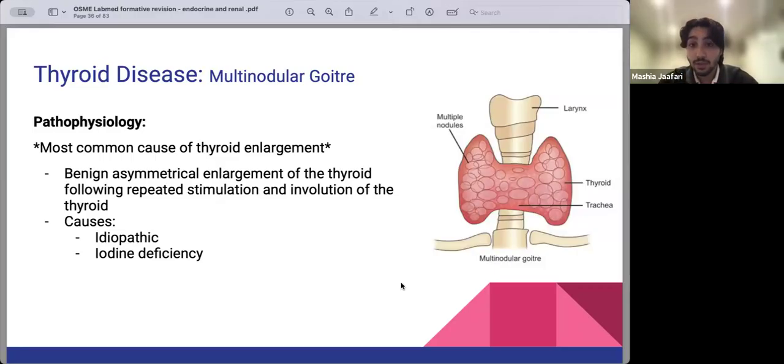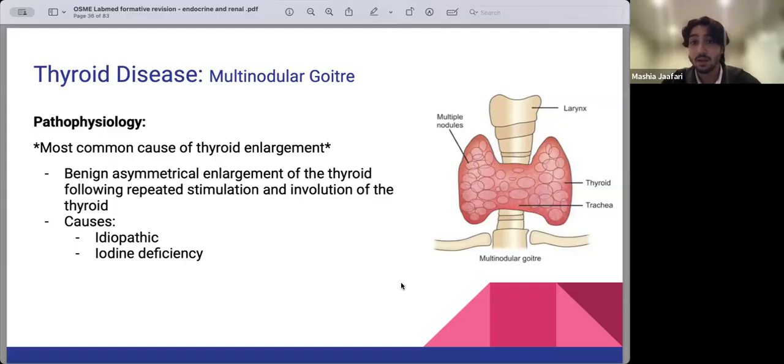Now, in multinodular goiter, you get this very lumpy thyroid that's caused by these nodules. And it's actually the most common cause of enlargement of the thyroid. And so, unlike Graves and Hashimoto's, where you get this symmetrical enlargement of the thyroid, a multinodular goiter is going to be asymmetric. And it can be idiopathic, it can be because of iodine deficiency, and most importantly, a normal multinodular goiter is going to be euthyroid. It's not going to be hyper or hypothyroid. So that's the important thing to remember.